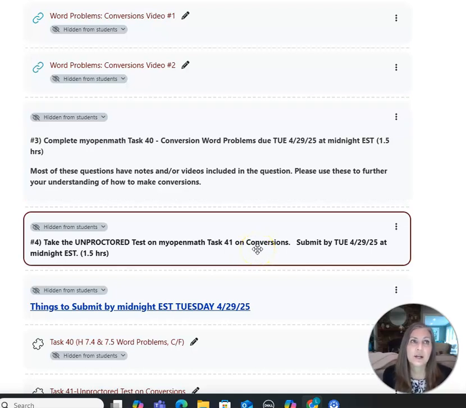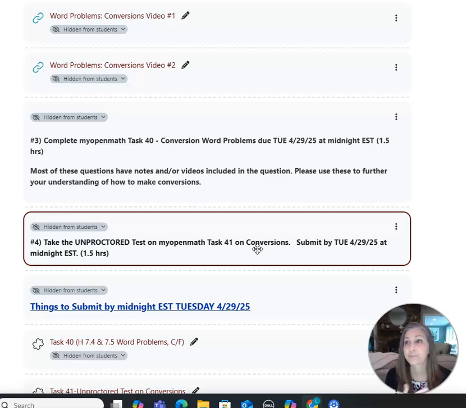And then instead of giving a proctor test for conversions, because as you can tell, we've got a proctor test still open on interest and budget. I can't have two proctor tests open at the same time. I mean, I could, but that would not be reasonable. So instead, I've made this an unproctored test on conversions.